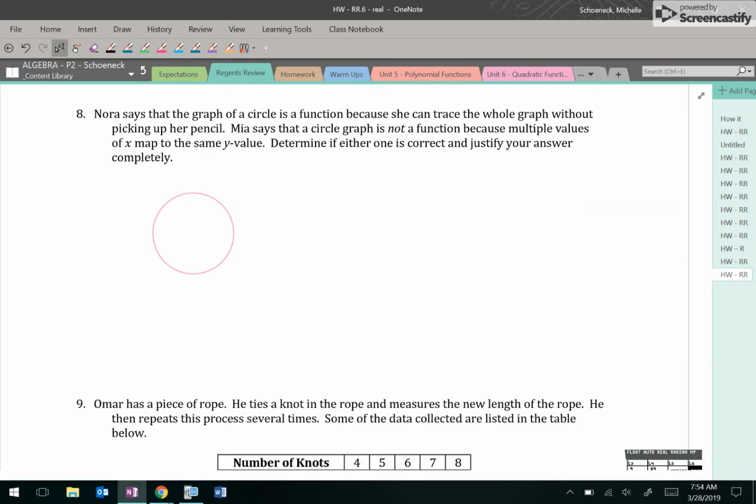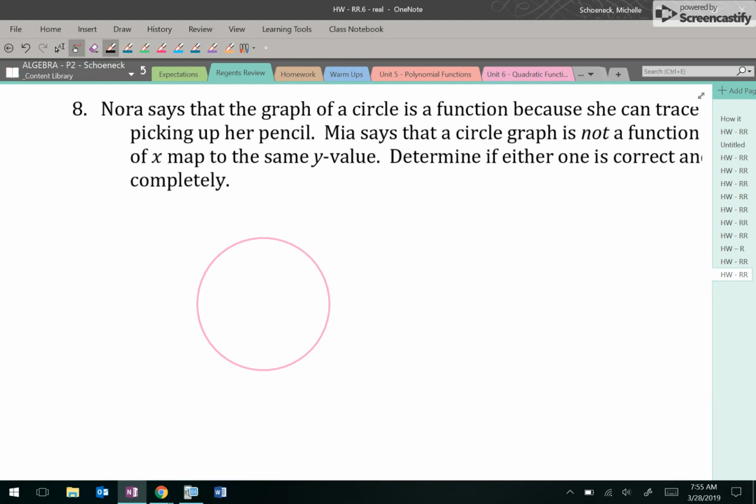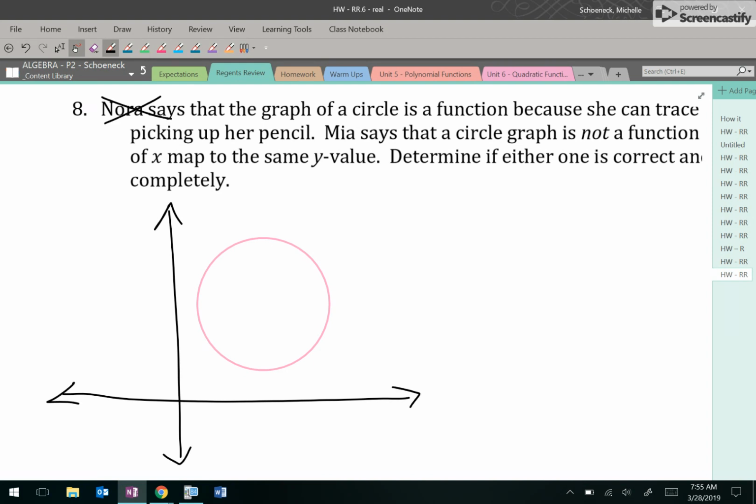Number 8, Nora says the graph of a circle is a function because she can trace the whole graph without picking up her pencil. Mia says that a circle graph is not a function because multiple values of x map to the same y value. Determine if either is correct and justify your answer. So I have a circle here, and based on the vertical line test, it is not a function. So Nora is not correct.